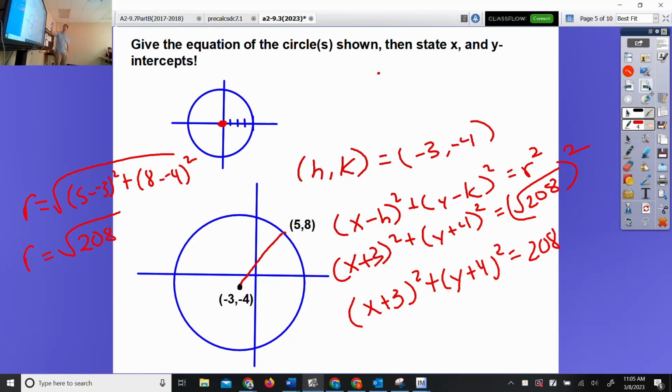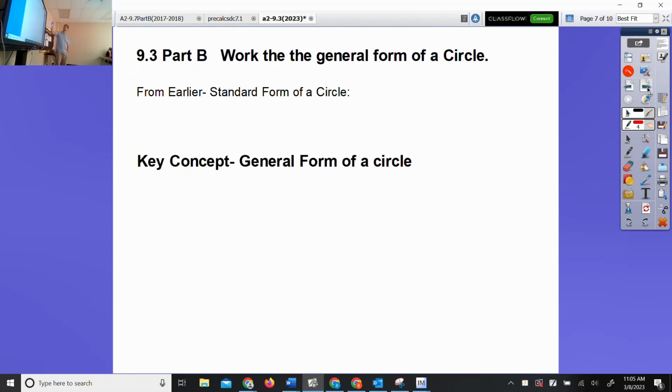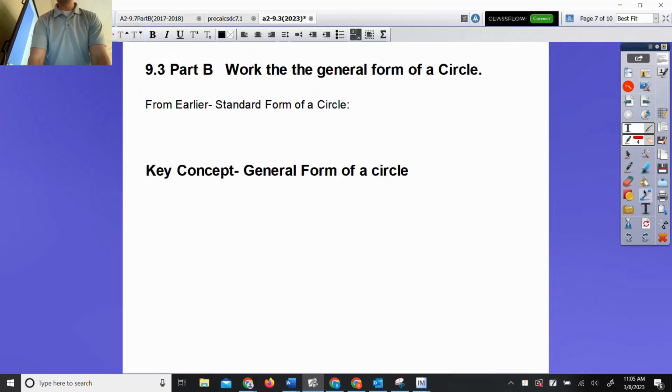And that settles it for all the prereqs. So we'll skip that one. Move into the Algebra 2 standard. The Algebra 2 standard is the general form of a circle. And you guys are like, but wait, I need more time to get comfortable with standard form. That was last year, wasn't it?